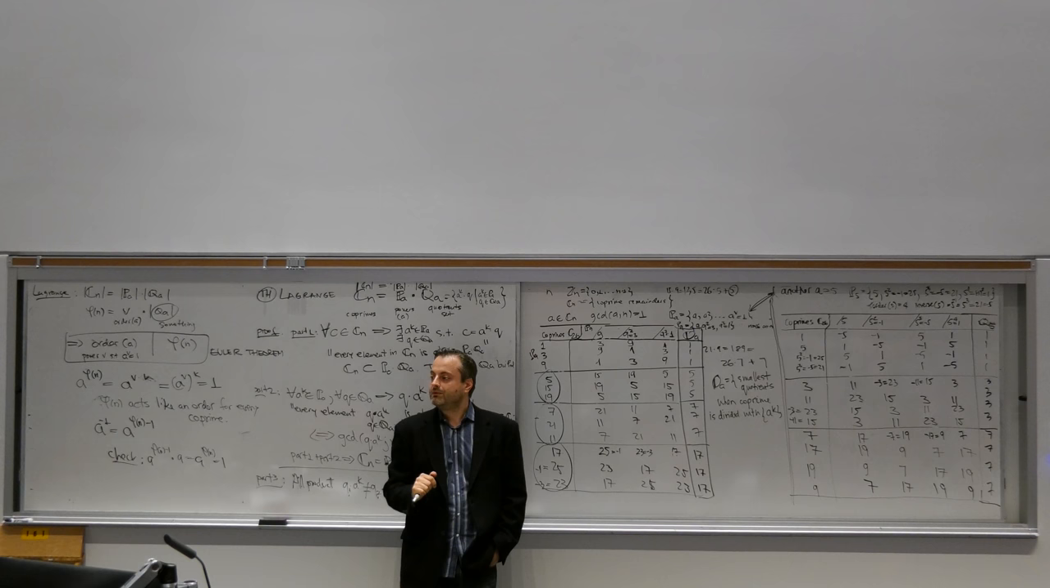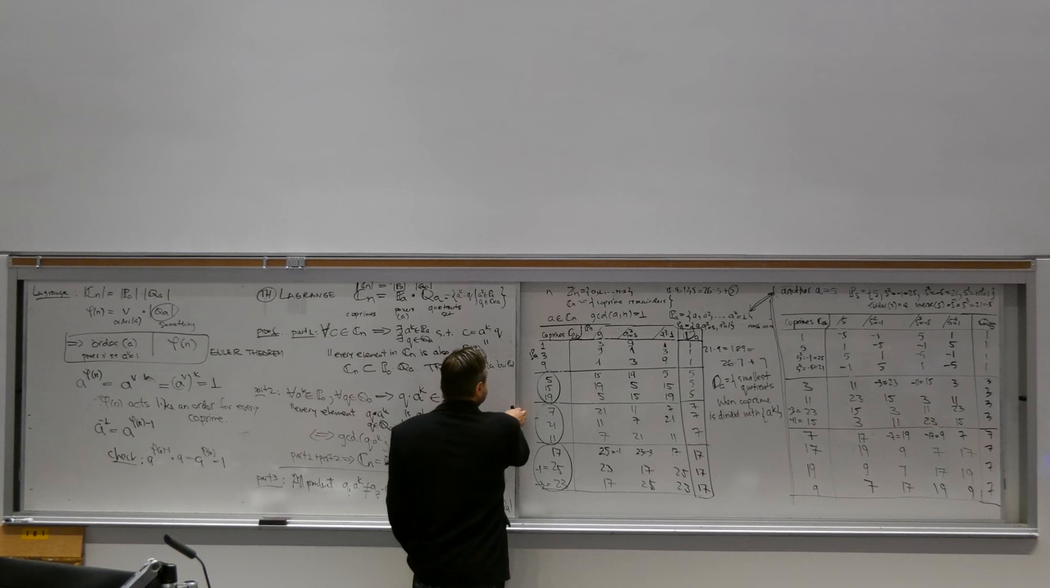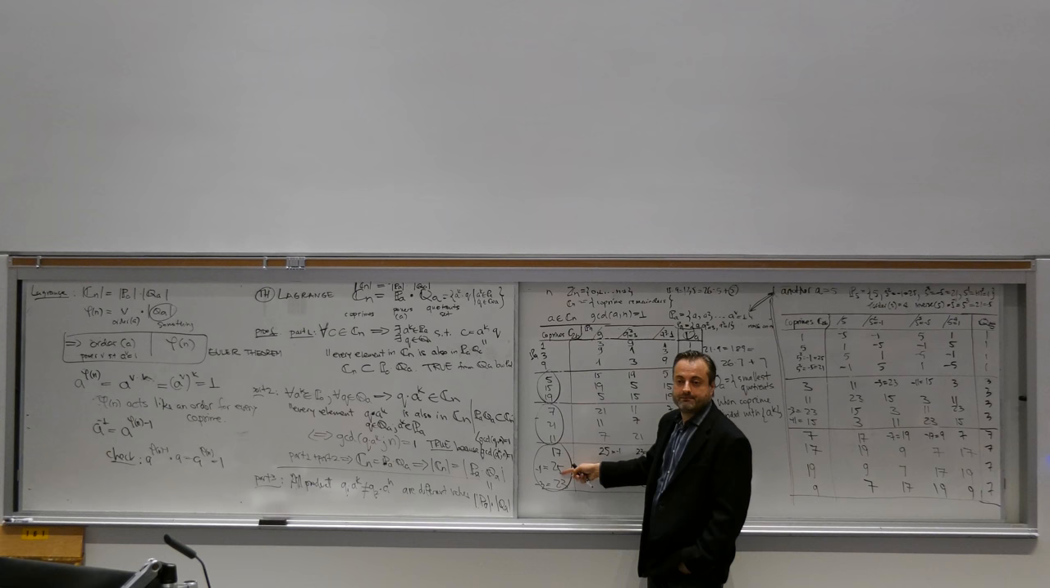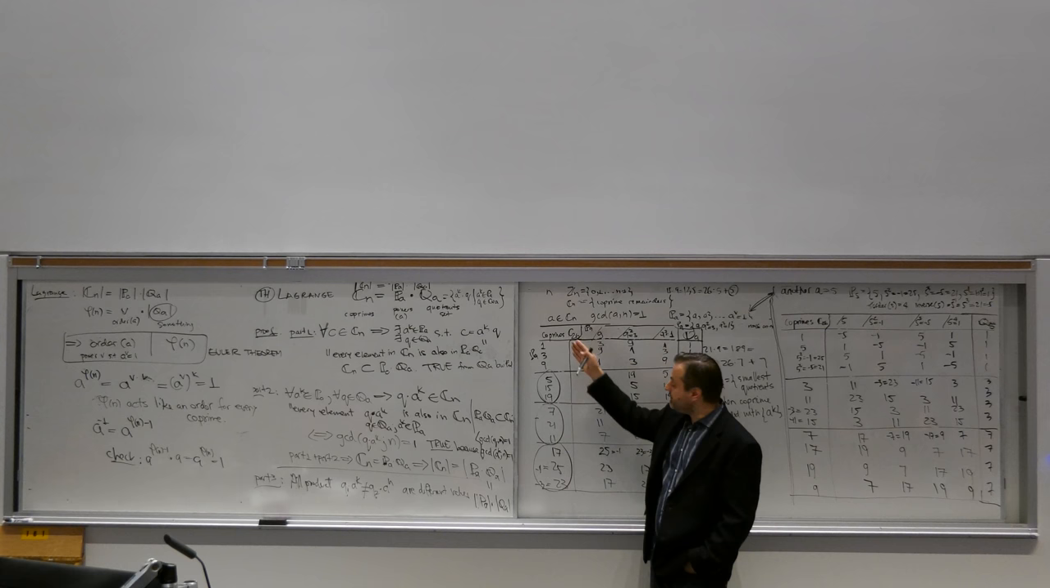Order. Which? Oh, but I don't want to pick the order. So I pick any coprime. Where was the Z26? Here are the coprimes, right? At what power do I need to raise these to get 1, independent of the order? 12. 12 is a power such that anybody raised to the power of 12 gives me 1.